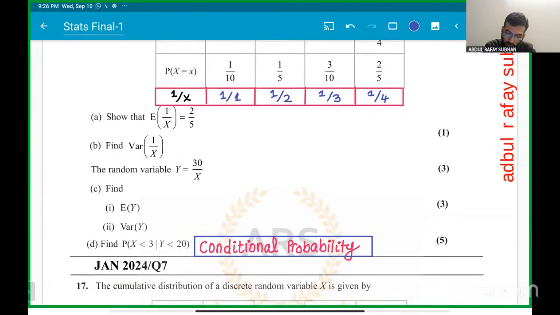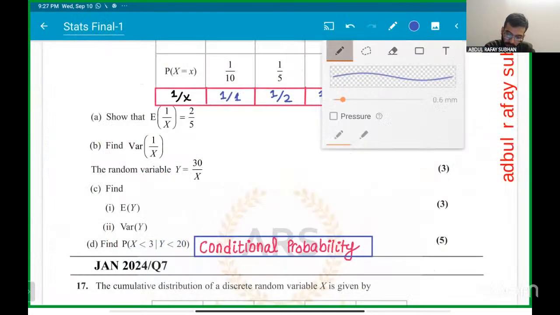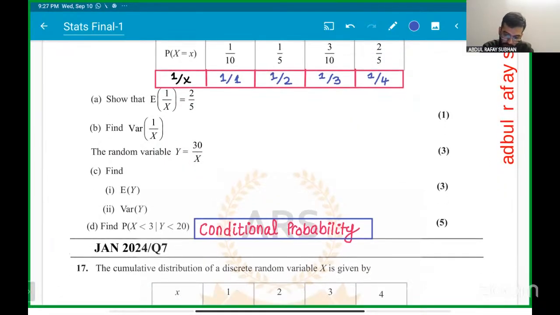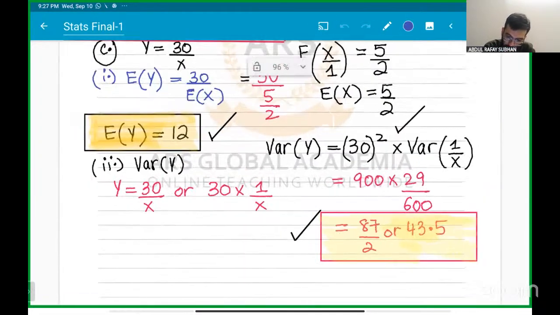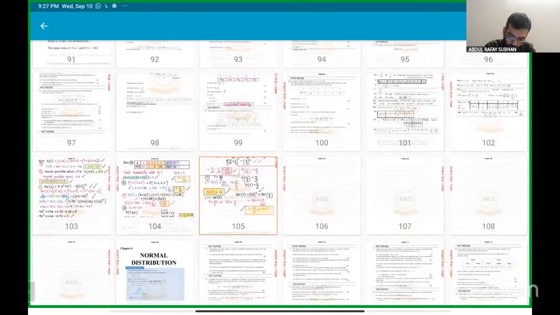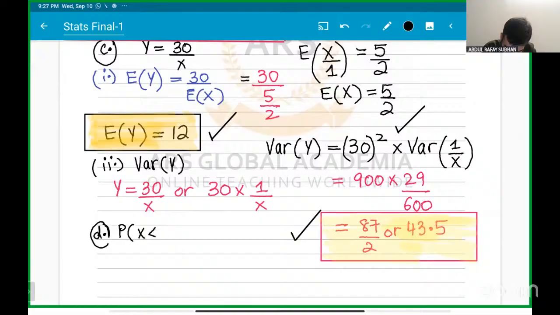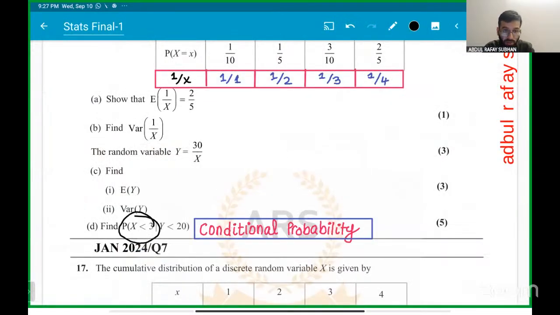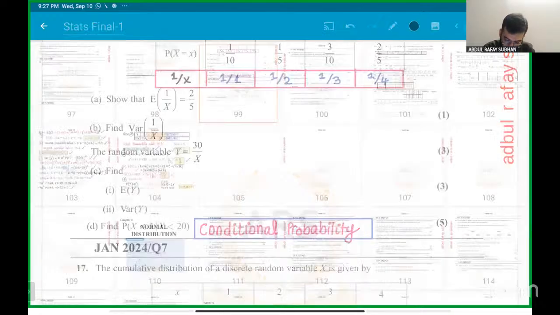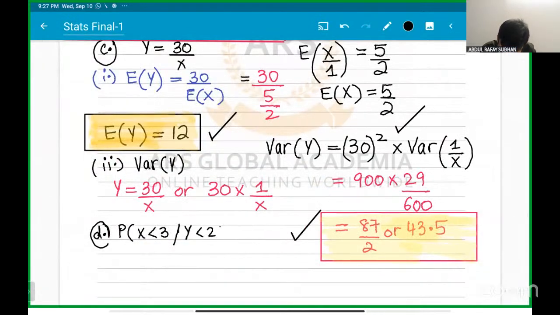So let's get started. Let's first copy the question. I need 5 to 7 minutes of your undivided attention so that we can complete this. Focus carefully, everyone. Probability that x is less than 3 given y: x should be less than 3, and y should be less than 20.